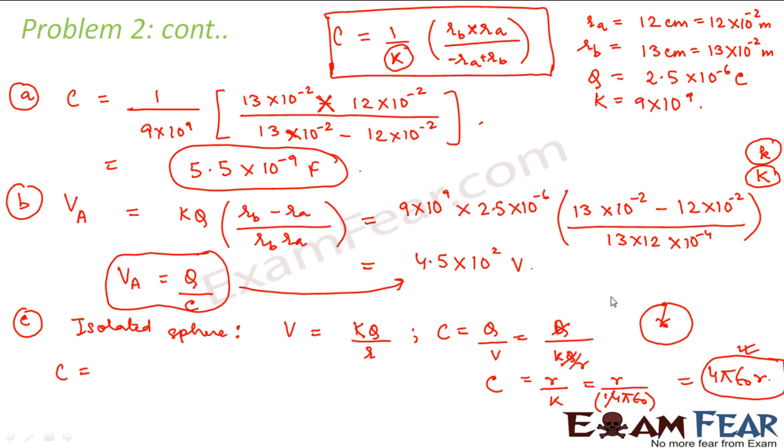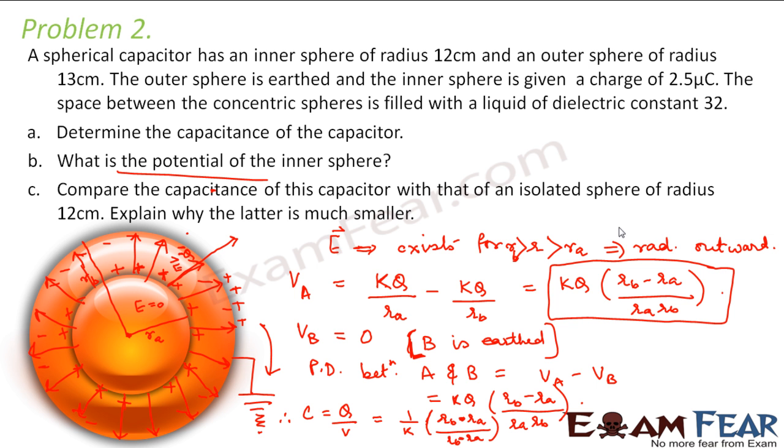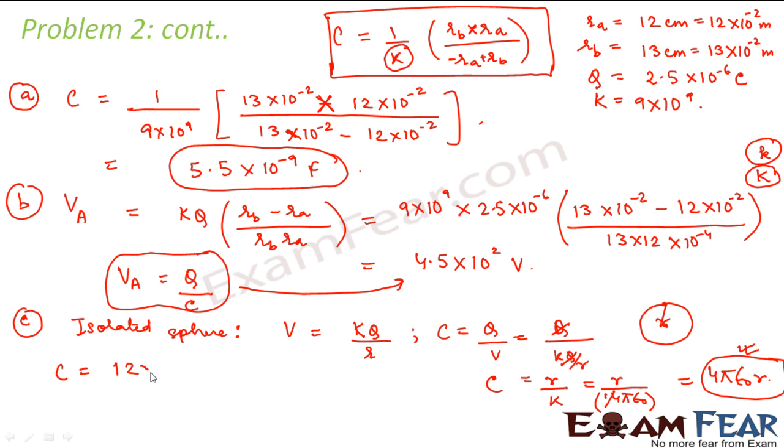So what is R? R of an isolated sphere is given in the problem, right? Isolated sphere of radius 12 centimeters. So your R is 12 centimeters divided by K is 9 into 10 to the power 9. So this comes out to be 1.33 into 10 to the power minus 11 farads. So now compare the capacitance with the capacitance of the spherical capacitor. What do you see? The capacitance of isolated sphere is lesser.